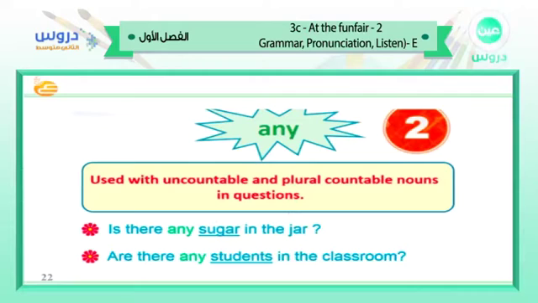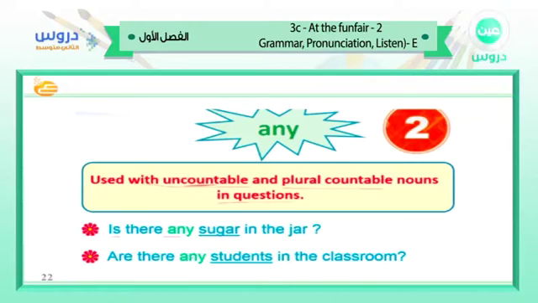Okay, in the question. We use any in questions with uncountable and plural countable nouns. So, is there any in some when you offer something? Don't forget that. But in any, in uncountable nouns in questions. Is there any sugar in the jar? Any sugar in the jar?